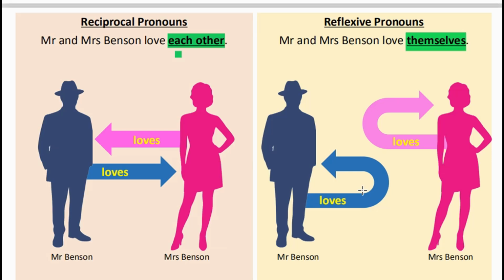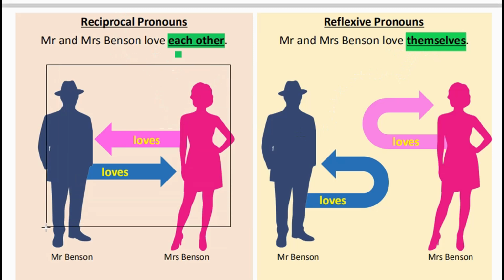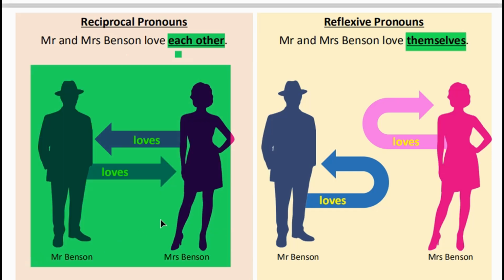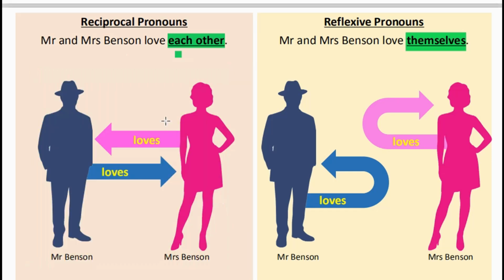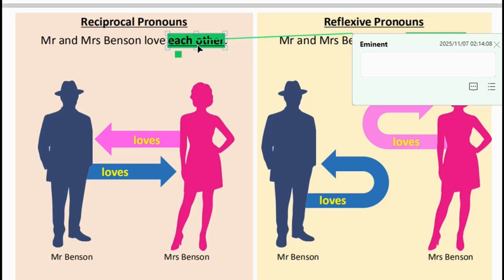That is the implication of the sentence, Mr. and Mrs. Benson love themselves. However, if you want to say that they both reciprocate the love, that Mr. Benson loves Mrs. Benson and Mrs. Benson loves Mr. Benson in return, then we are going to use the reciprocal pronoun on the left, where we have Mr. and Mrs. Benson love each other.